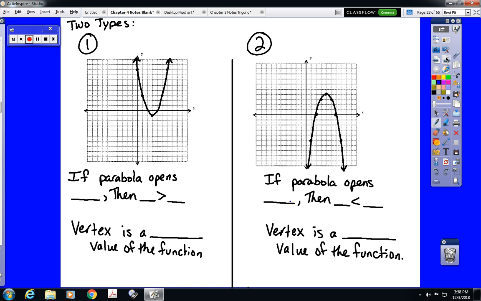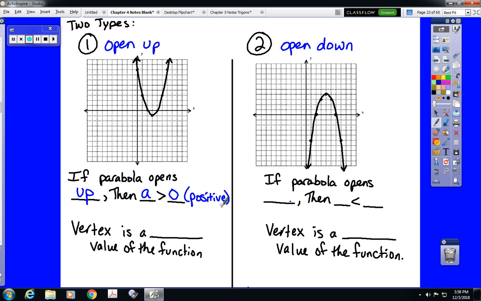So these basically come in two types. Those are the parabolas that open up and parabolas that open down. Now that is easy to tell. We simply look at the lead coefficient. If the parabola opens up, then the lead coefficient is greater than 0. In other words, a is positive.